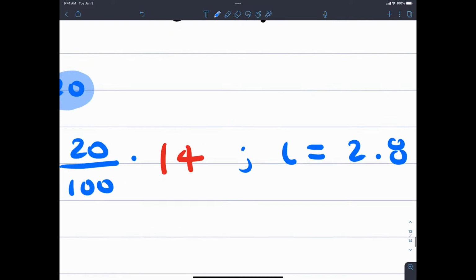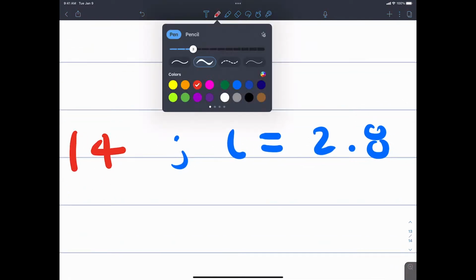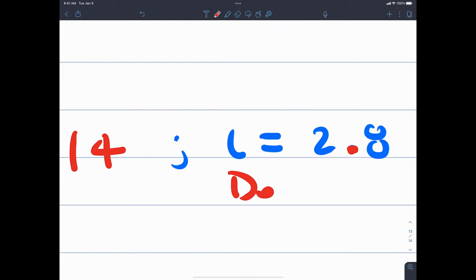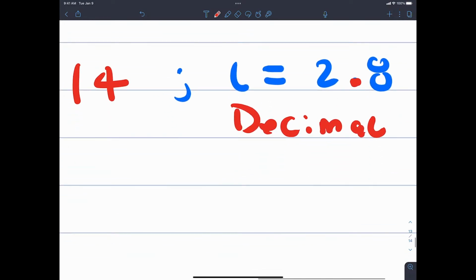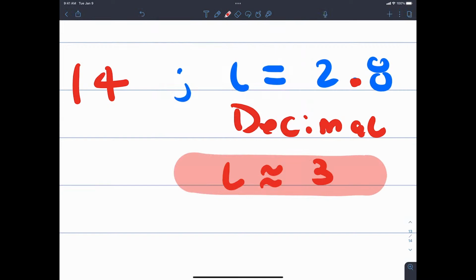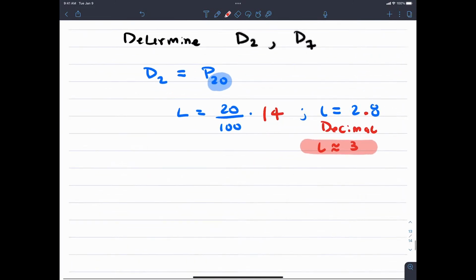What do we know about 2.8? It's a decimal. What do you do when it's a decimal? You round up to the next whole number. This is now 3. Is that right? So does anybody know, what do I need to do now if I know the locator value? What do I have to do? We talked about this yesterday.